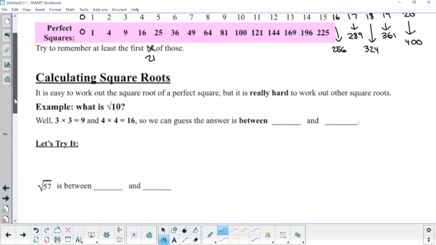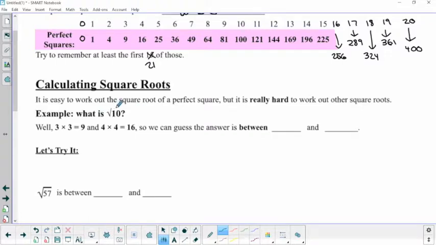So it's very easy to work out perfect square roots, but it's kind of tricky when you have other numbers. Like, let's say, square root of 10. Square root of 10 is irrational. It's not a perfect square root. I can't think of a number that multiplies by itself to get 10. 3 times 3 is 9. 4 times 4 is 16. So the answer is somewhere between 3 and 4.